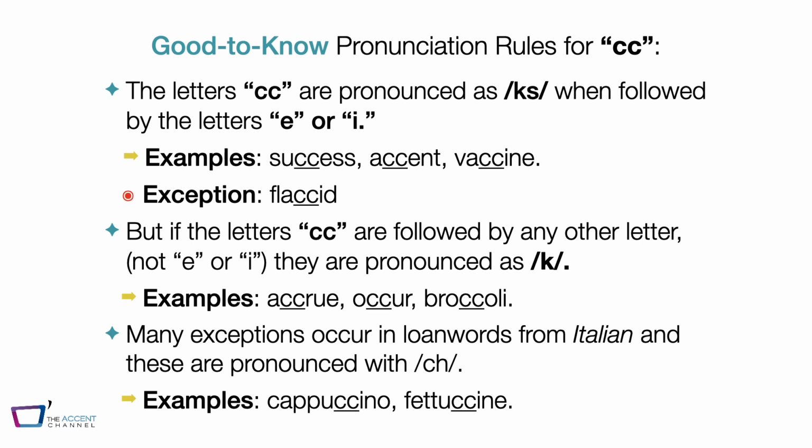Many exceptions of the spelling of this double C occur in loan words. Loan words are words that English has stolen from other languages. English does this a lot. But when we steal words from Italian and they're spelled with a double C, that double C retains the Italian pronunciation and they are pronounced in English with a ch sound. So words like cappuccino or fettuccine, the double C is pronounced ch. So those are just some guidelines to help you decide how to pronounce the letters double C. You don't have to memorize those. They're just good to know.